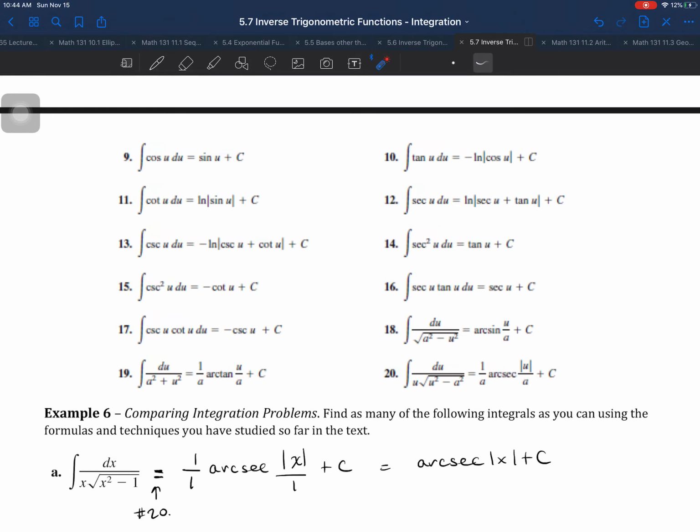Again, we're not saying that you're integrating inverse functions. You're not integrating inverse functions. We're saying that the end result will be an inverse function.